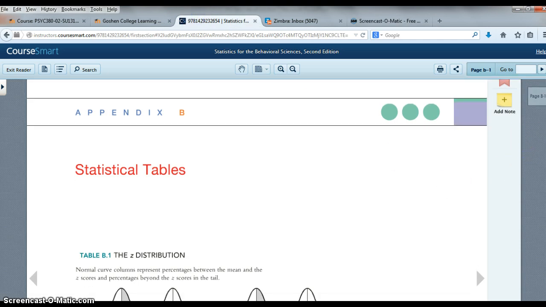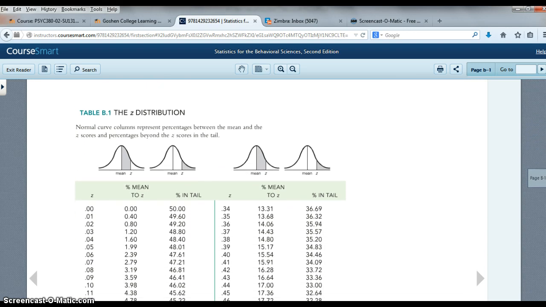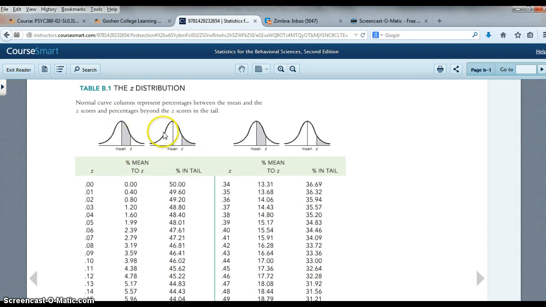So your z-table is going to be the first table in Appendix B, and you'll notice here that it's got a little picture at the top of each of these two columns. The first column is your z column, so that lists all the possible z-scores. And then it will give you either the percent mean to z, and you can see that area is shaded here, or it will give you the percent that falls beyond that tail. Now you'll notice that if you summed the mean to z column and the percent in tail column in a given row, it will equal 50%. That's because half the scores fall above the mean and half the scores fall below the mean in the z-distribution. That's what it means to be symmetrical, or at least part of it.